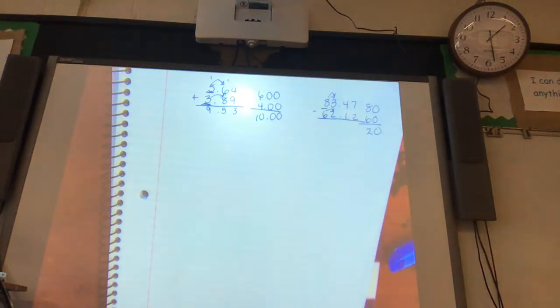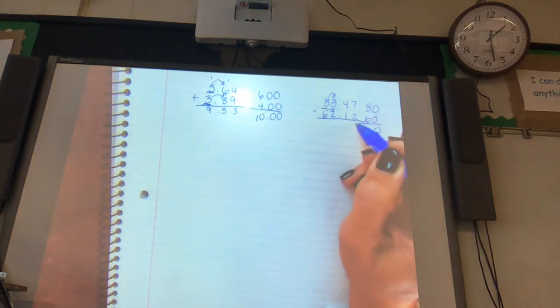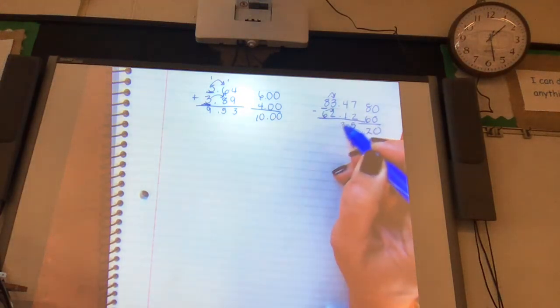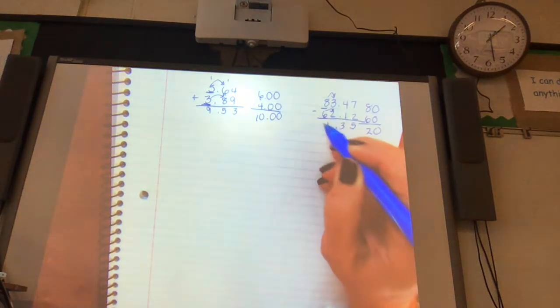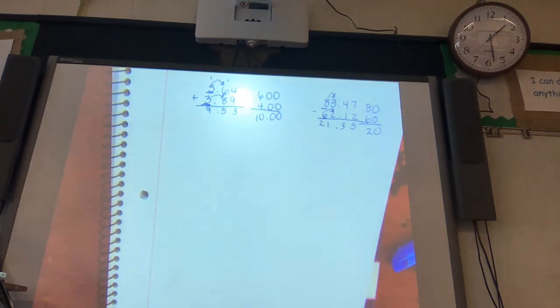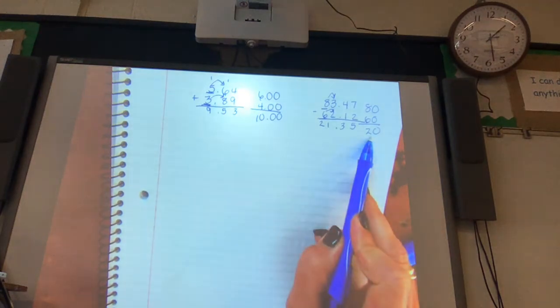And let's see how close we got. 7 minus 2 is 5. 4 minus 1 is 3. And 1 and 2. 21 and 35 hundredths. So we got pretty close again to the estimation.